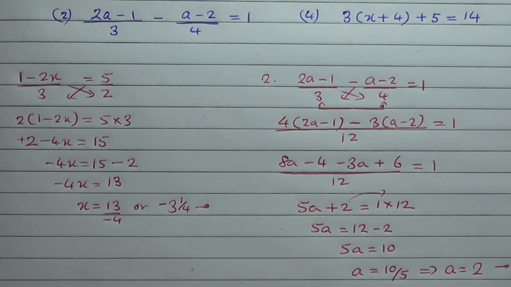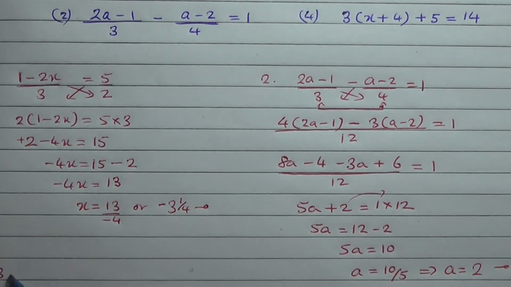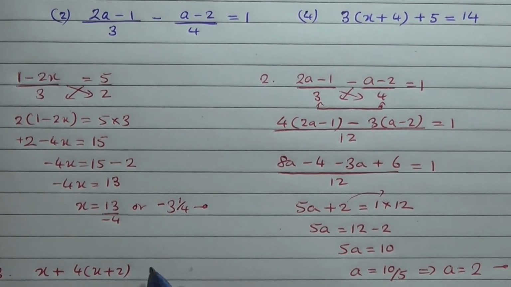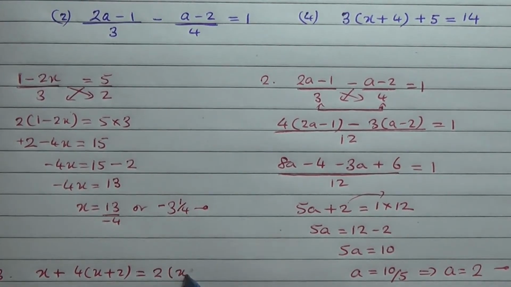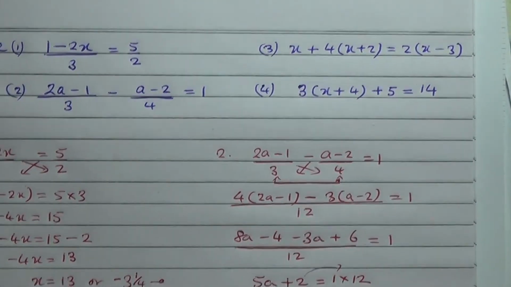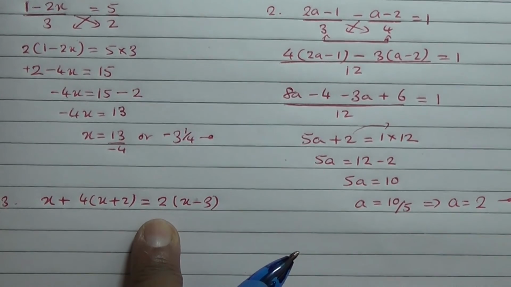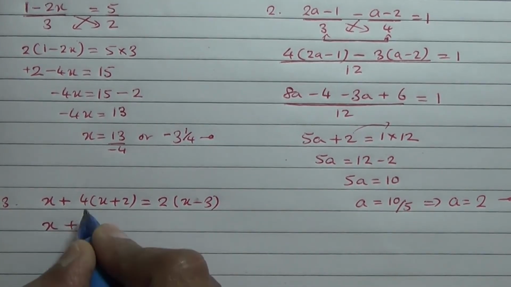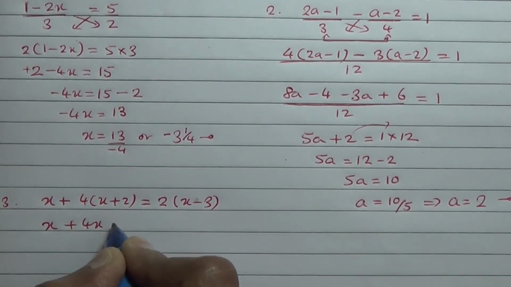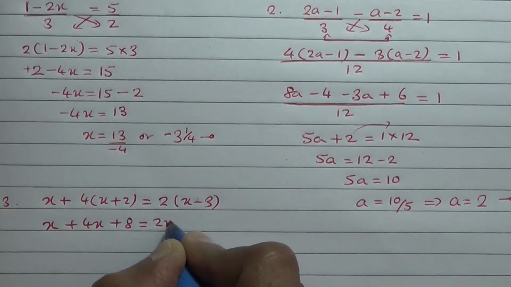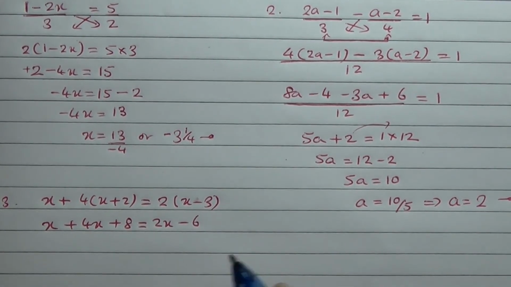We'll take a look at the third equation. The third equation is given as x plus 4 into x plus 2 is equal to 2 into x minus 3. So this is our third equation. Copy it here. Here we are. We're going to have to solve this now. So you got then x, let's proceed, plus 4 times x is 4x, 4 times 2 is 8. On the other side, same style, 2 times x is 2x, 2 times minus 3 is minus 6.